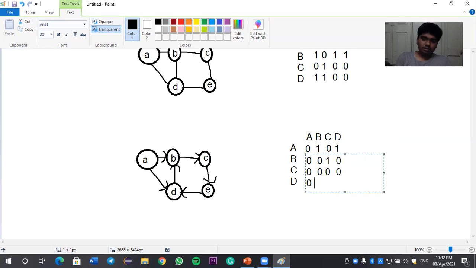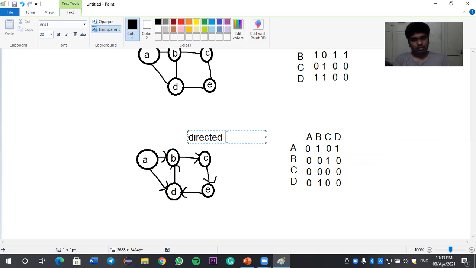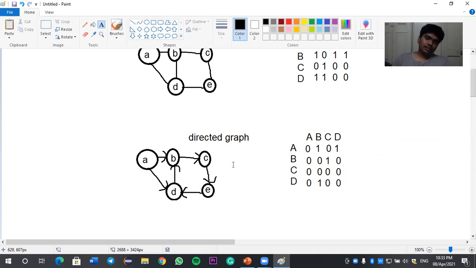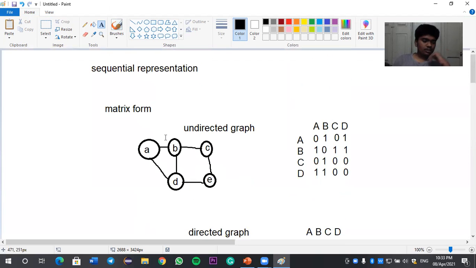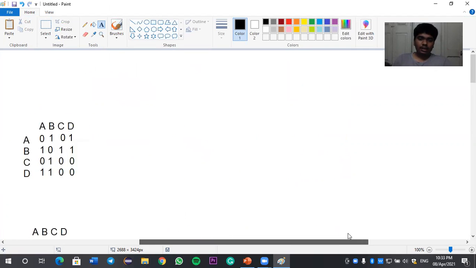D to A is also not possible. D to B is possible. D to C is not possible. D to D is not possible. And this is known as a directed graph. So this is an undirected graph, and this is a directed graph. So this is a sequential representation of a graph.